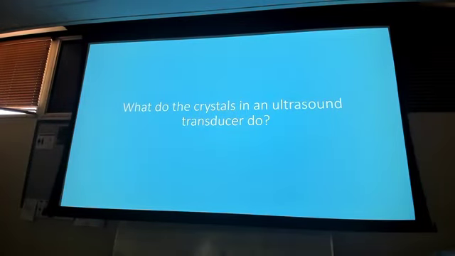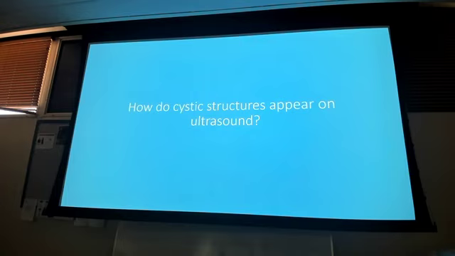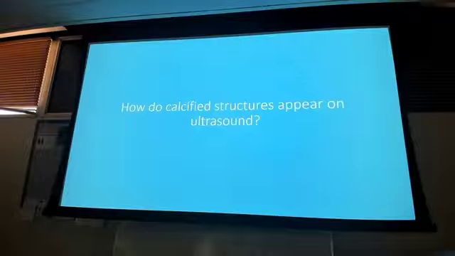Okay? We didn't really cover the crystals too much. They're just what reads the sound waves back. You'll learn more about the different crystals and the different transducers when you get into your senior semester and you're choosing which one to use for your EFAST exam. Just covered this: black, because it's fluid filled. Calcified structures appear brighter gray, brighter white, and have that posterior acoustic shadowing, okay?